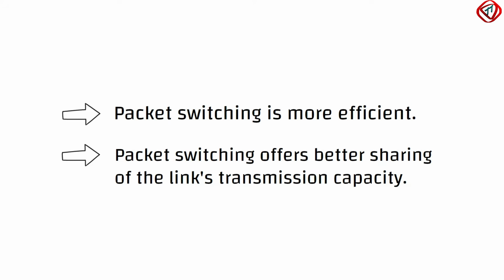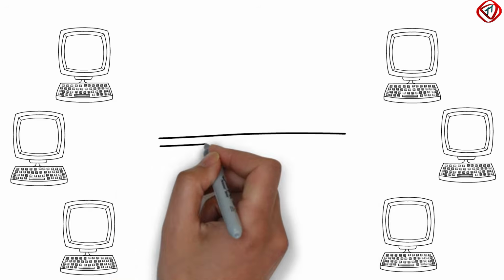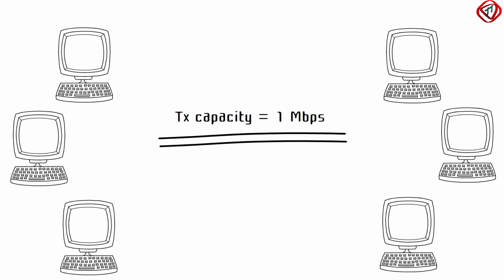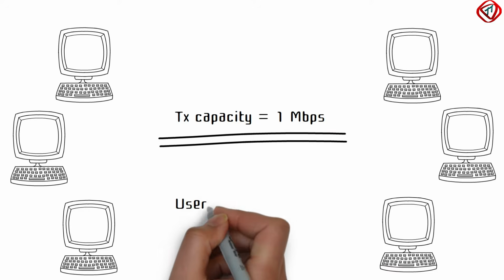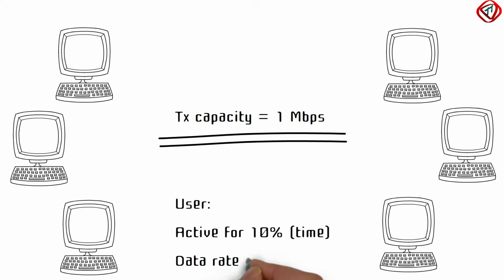Starting with the first point, why is packet switching more efficient? Suppose users share a common link. The transmission capacity of the link is 1 Mbps. Every user remains active for 10% of the time and transmits data at the rate of 100 kbps. For the remaining 90% of the time, the users remain inactive and do not transmit data.